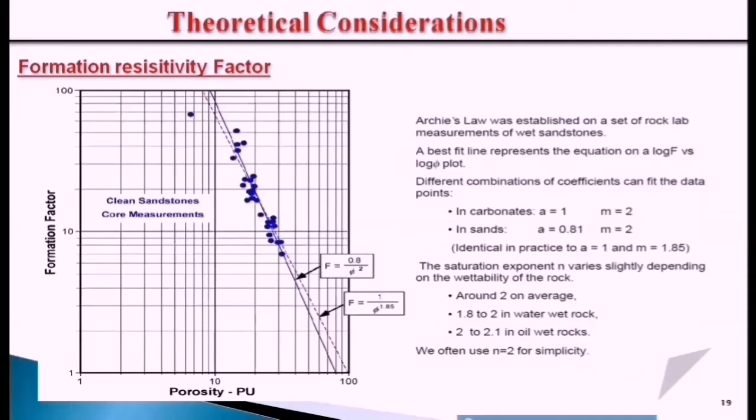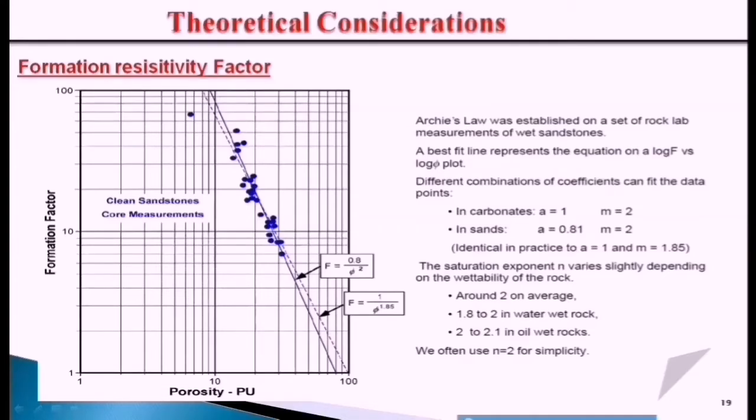So this is another example. This is a log plot for the porosity and formation factor. This is the core measurement for clean sandstone, as established in Archie's law, on a set of rocks from lab measurements for wet sandstone. If you look at this plot, we have two lines, and those two lines are fit with the core data. So we have different combinations of the coefficients to fit the data.